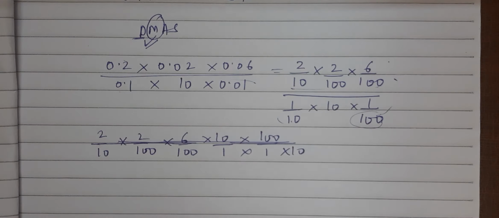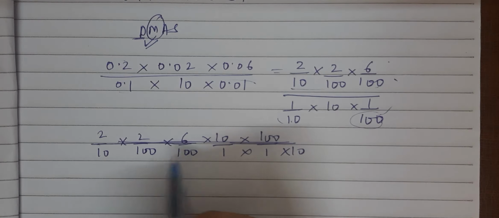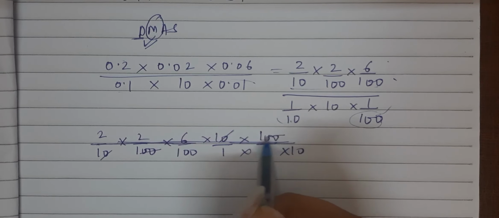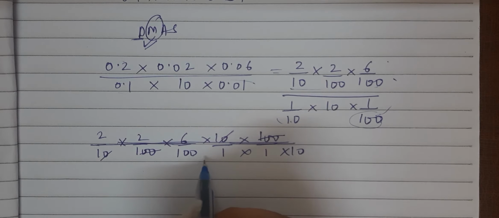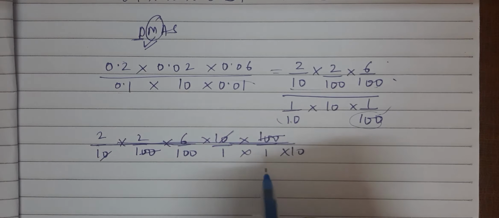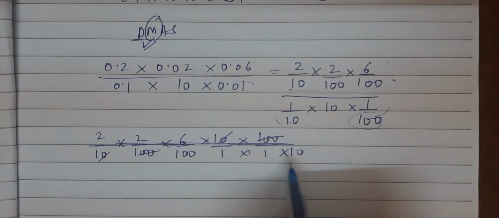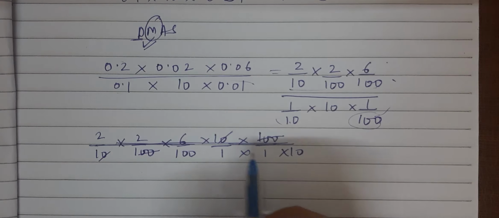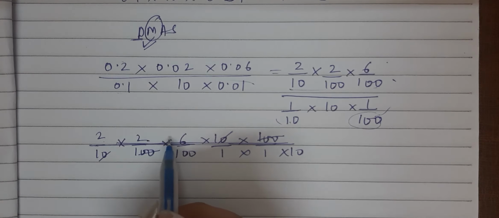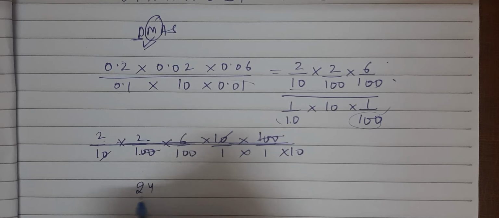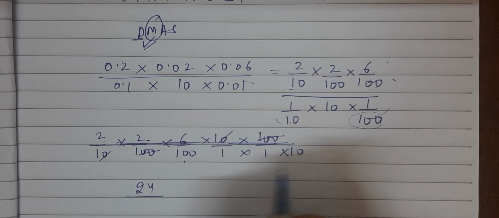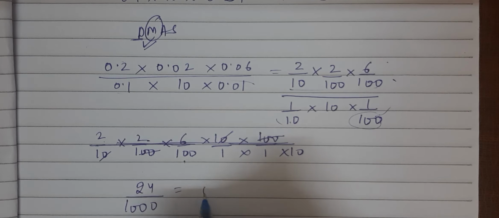After this, I will cancel out the numbers that are cancelling out with each other. 10 and 10, 100 and 100. No one else is cancelling out. So now, I'm not cancelling out 2 with 10 to make it 5 because it will not cancel out with any other number. I will directly multiply it. So 2 into 2 is 4. 4 into 6 is 24 upon 100 into 10, 1000. That can be represented as 0.024, or I can write in this form only.